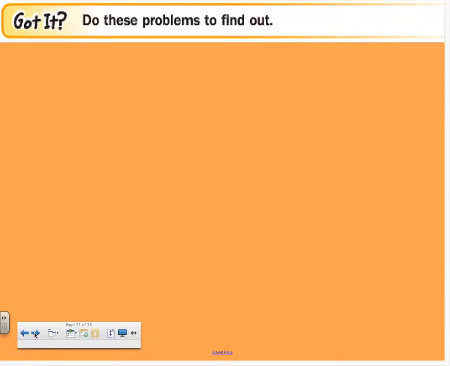Okay, there are problems in the middle of the page. Okay, right in the middle of the page, A, B, and C. Problems A, B, and C, get those done now.